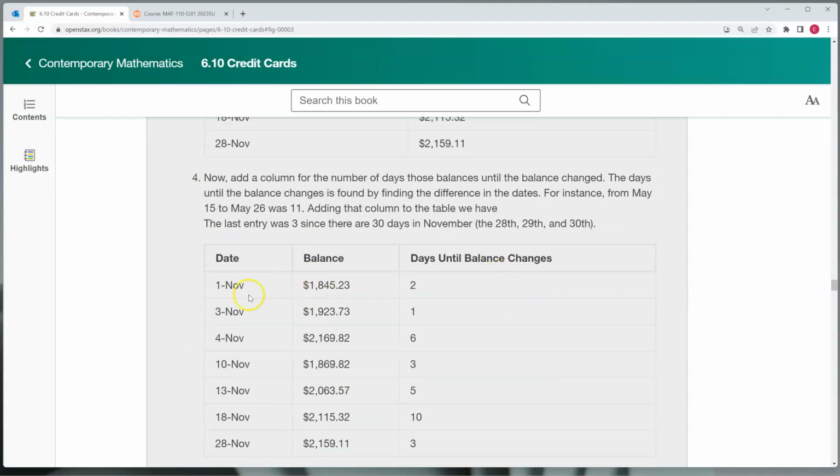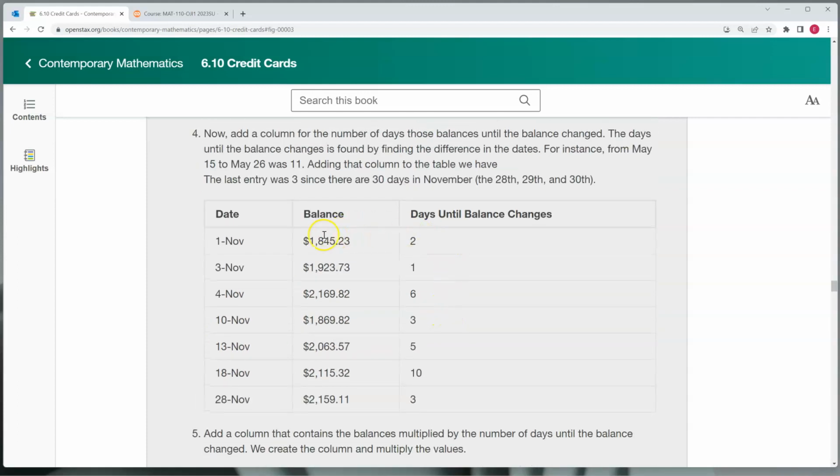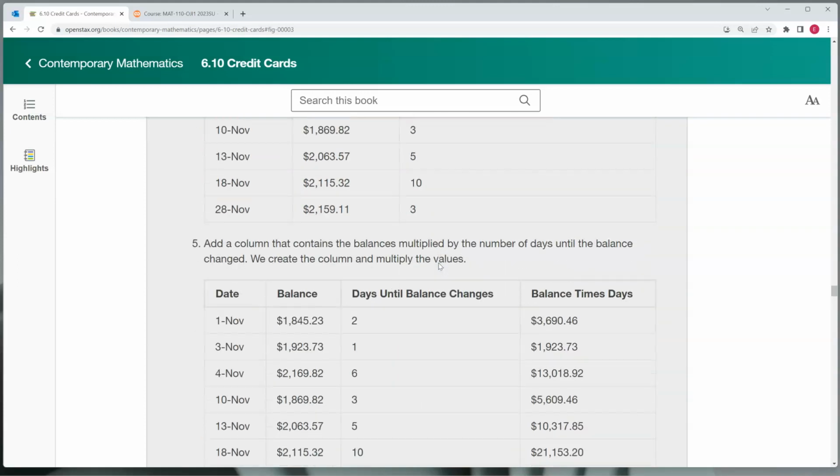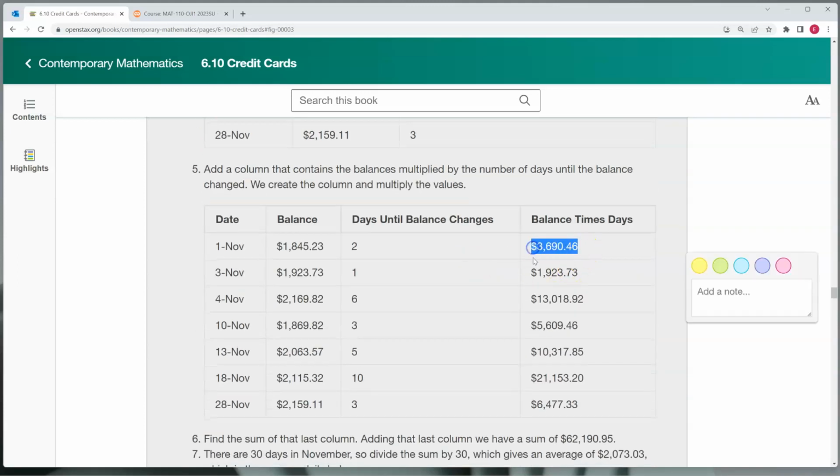But you can see from the 1st to the 3rd, that would have been 2 days. From the 3rd to the 4th would have been 1 day. 4 to 6 is 10 days. And so we get this total number of days until the balance changed. And then in the next step, we're going to multiply the balance times the days, and that's going to give us this 3rd column or 4th column here.